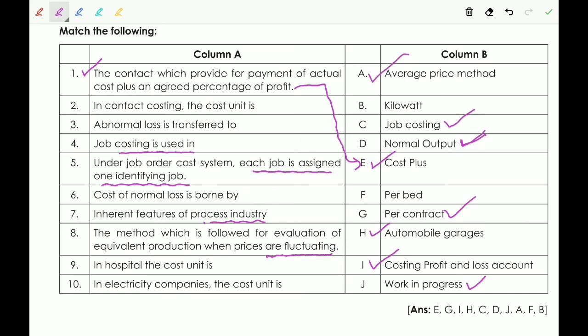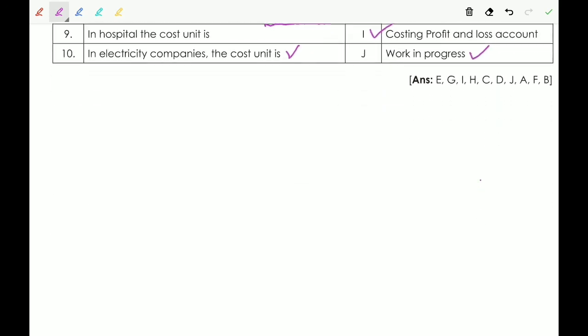Next, ninth one, in hospital the cost unit is. It also came in MCQ. What is the answer? Per bed. Next, 10th one, in electricity companies the cost unit is. It also came in MCQ. B, kilowatt. Okay.